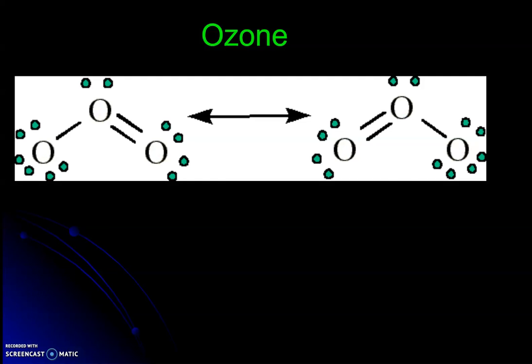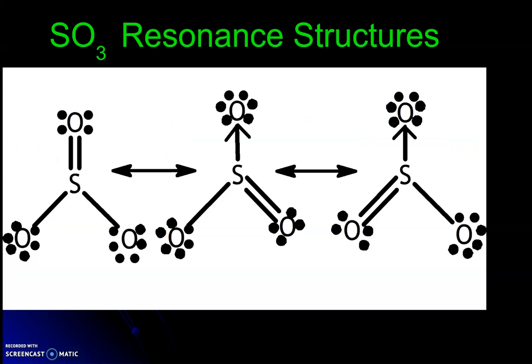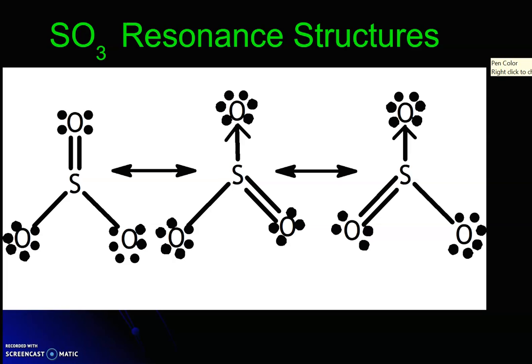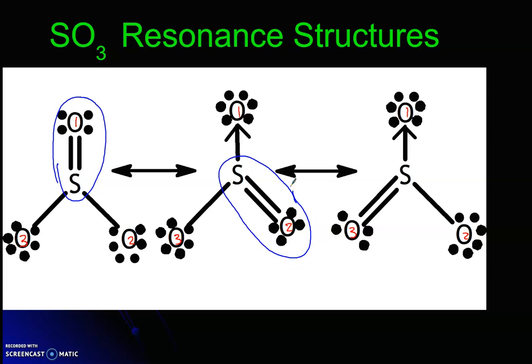Okay? Same thing is true for our SO3 resonance structures. But our central atom, which is sulfur, has 3 oxygens around it: oxygen 1, oxygen 2, oxygen 3. So what you'll notice is some of the time the double bond exists between sulfur and the first oxygen, sometimes between the second oxygen and sulfur, and sometimes between the third oxygen and sulfur, resulting in 3 equal resonance structures.